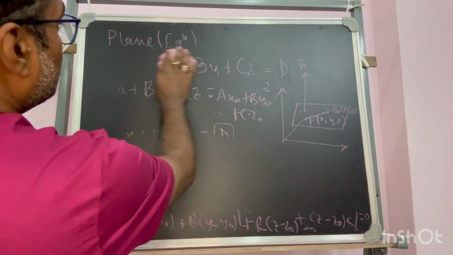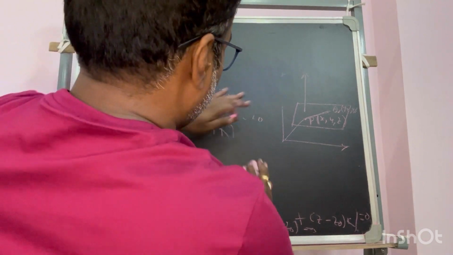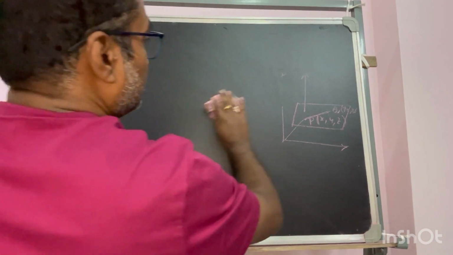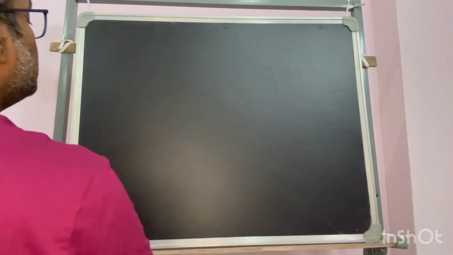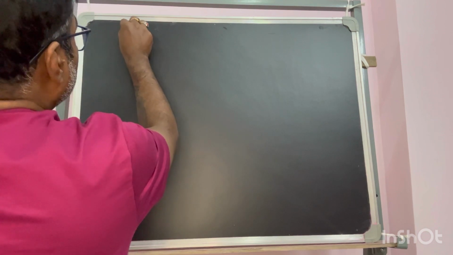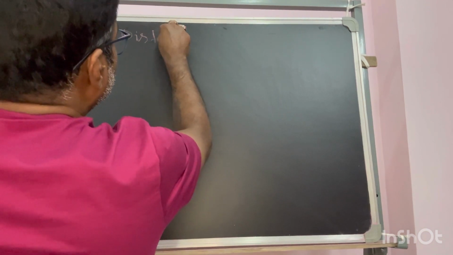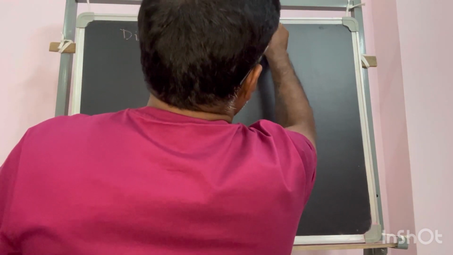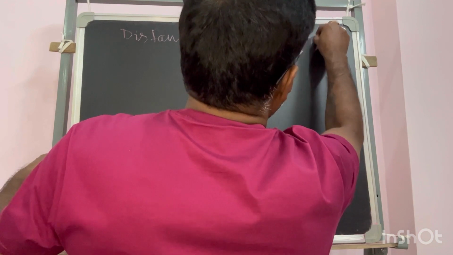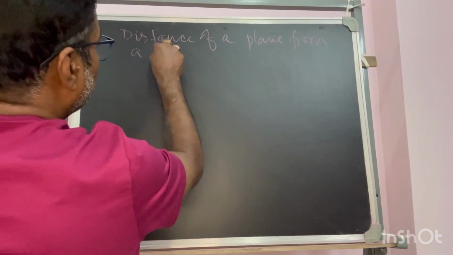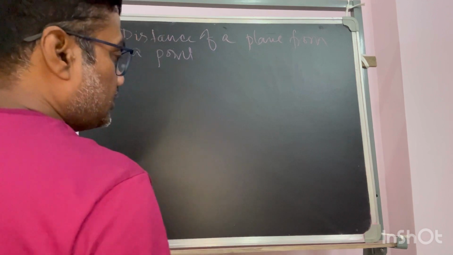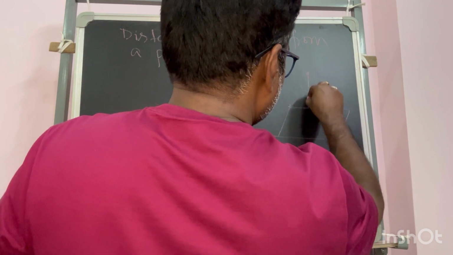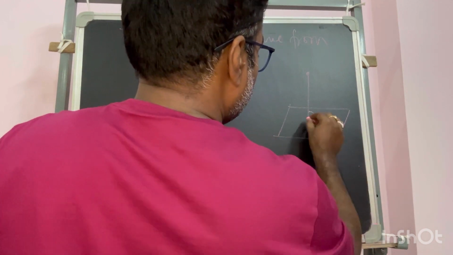Now, after we have derived the plane's equation and also the normal's equation, which you can go through, the thing we will calculate now is the distance of a plane from a point. When we find the distance of a plane from a point, we draw a perpendicular, which will be the shortest distance.